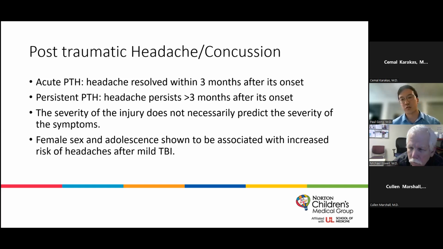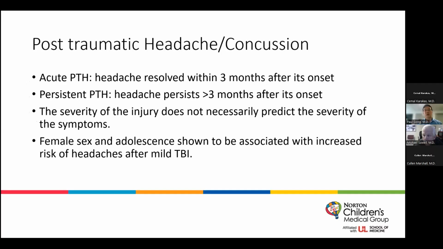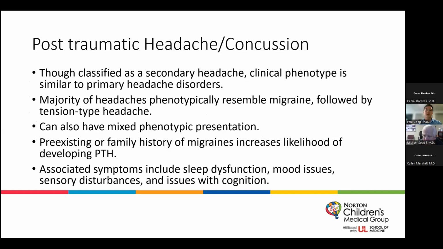But then there are some patients who get a really bad MVA and have very mild symptoms. So we can't really take the severity of injury to predict anything about how symptoms would respond to treatment. Female sex and adolescence have been shown to be associated with increased risk of headaches after mild TBI as well. And for those classified as a secondary headache, the clinical phenotype is similar to primary headache disorders. The majority of headaches do resemble migraine and are also followed by tension-type headache. You can have a mixed phenotypic presentation.